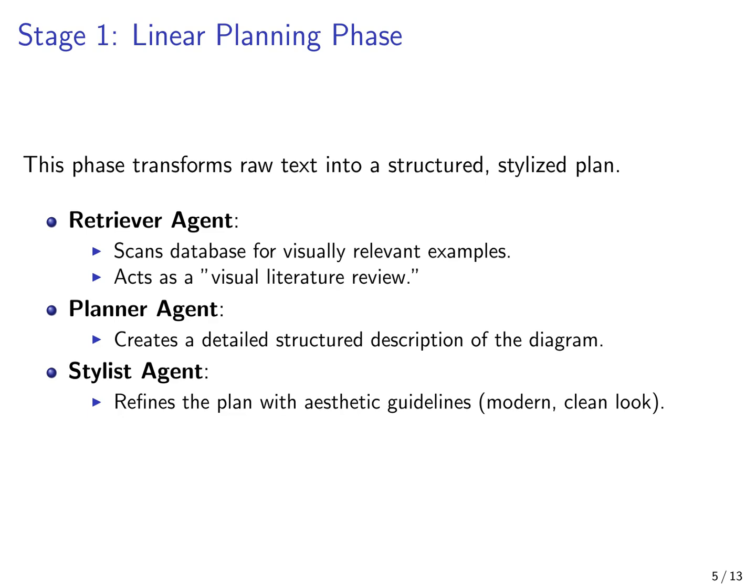Okay, so the whole process kicks off with this linear planning phase. First, a retriever agent goes out and scans a database of existing diagrams to find visually relevant examples. You can think of it as doing a quick visual lit review. Based on what it finds, a planner agent then creates a super detailed, structured description of what the new diagram needs to show. And finally, a stylist agent comes in and refines that plan, injecting aesthetic guidelines to make sure it looks modern and clean.